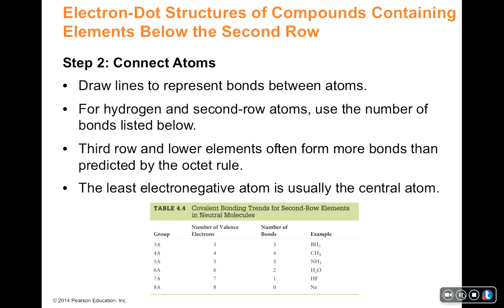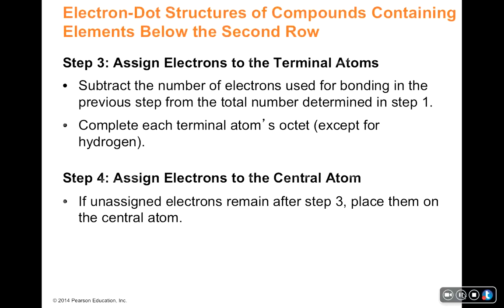For the third row and lower elements, they can often form more bonds than are predicted by the octet rule. Again, you still have to make sure that you're only representing the number of valence electrons that you have available. And usually the least electronegative atom is the central atom, so the one that you're going to put in the middle.